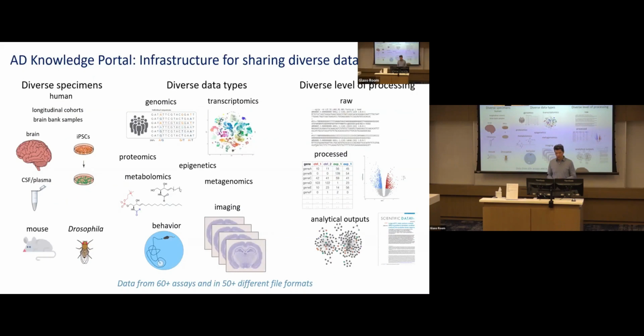So this is a talk looking at how NIA has made significant investments in creating and maintaining a very robust infrastructure for sharing diverse data types through the AD Knowledge Portal. There are over 60 different arrays and 50 different file formats in terms of specimens, data types, and levels of processed data. Those of you who have been fortunate enough to receive NIA or NIH grants since 2023 have now been encountering these new data management and sharing plans.